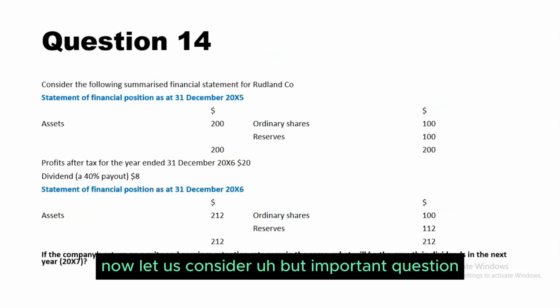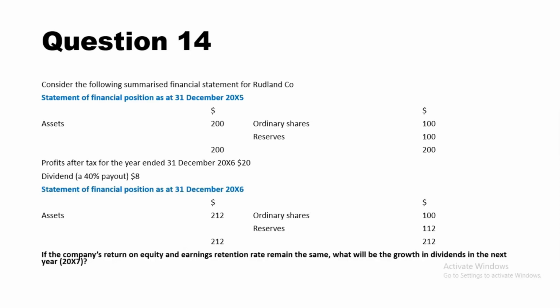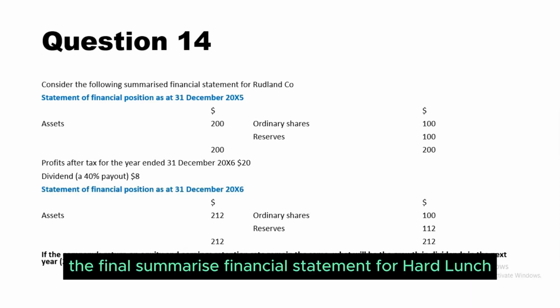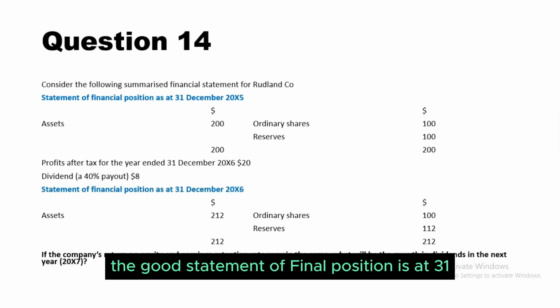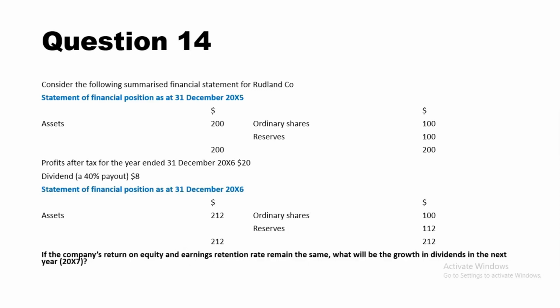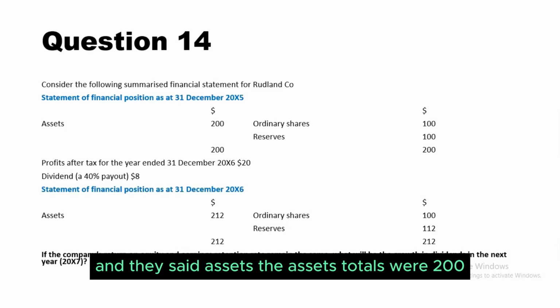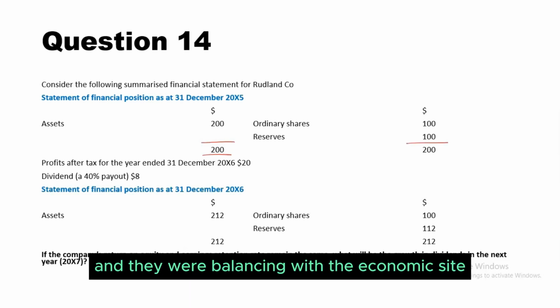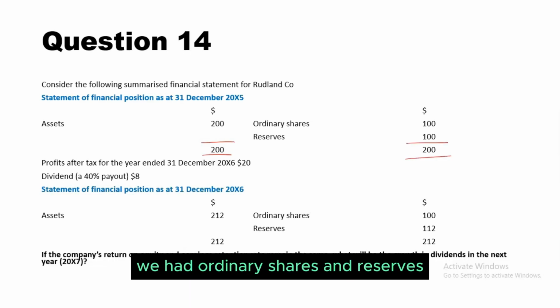Now let us consider that important question. The following summarized financial statement for Radilant. We've got the statement of financial position as at 31 December 2025. The asset totals were 200 and they were balancing with the equity side. We had ordinary shares and reserves.